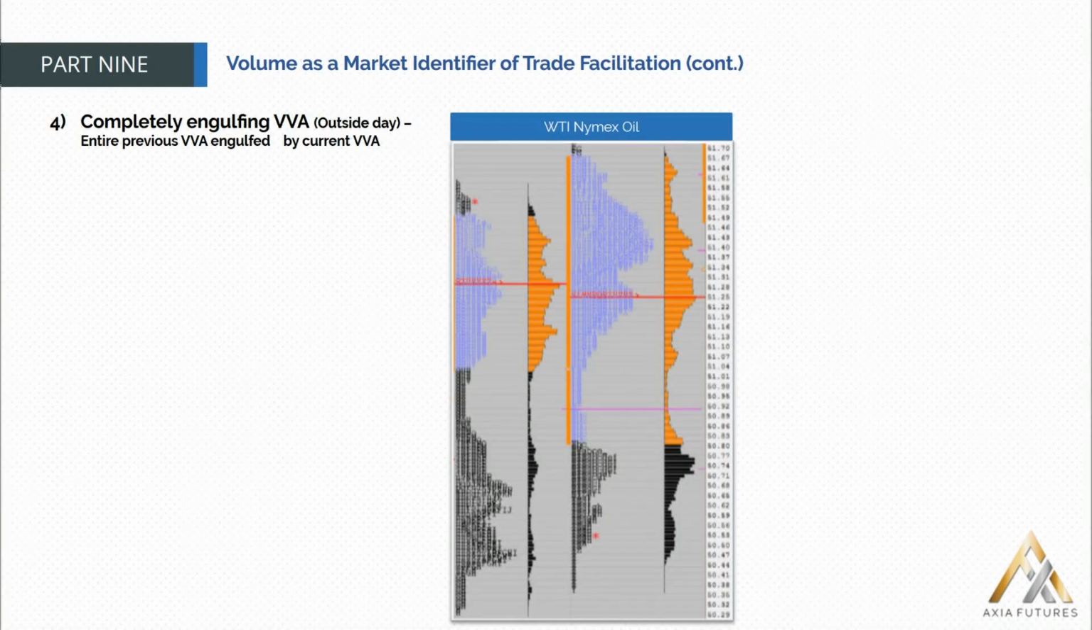Then our last and most convicted of the 4 value areas is where we get a complete engulfing value area. In this example, you can see illustrated with the orange, the volume on the current day, or where 70% of the volume is dispersed, completely engulfs where 70% of the volume was dispersed on the previous day. Again, this is not indicative necessarily of a very strong trend, but it is indicative of a pickup in volatility. And it's this volatility that we want to pay attention to, because remember, volatility equals opportunity.